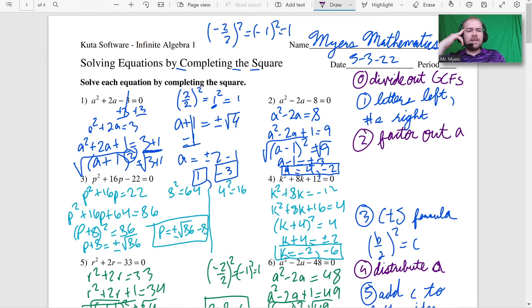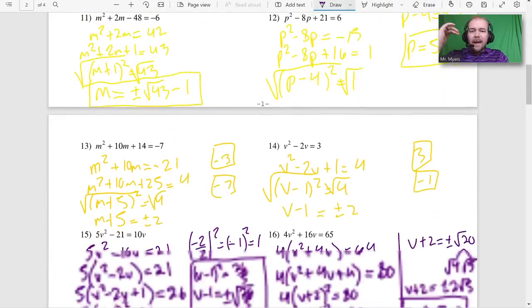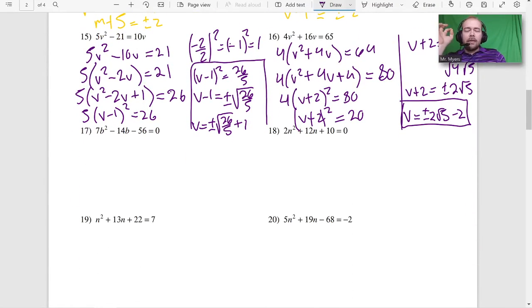Or I should say just the GCF, because there's only going to be one GCF, because it's the greatest. Divide out a GCF. This almost never happens, but it's literally happening right now. They're trying to punk us. Because check this out. Number 17, everything divides by 7. You might not have caught that, but it does. Everything divides by 7. If I divide everything by 7, I get b squared minus 2b.